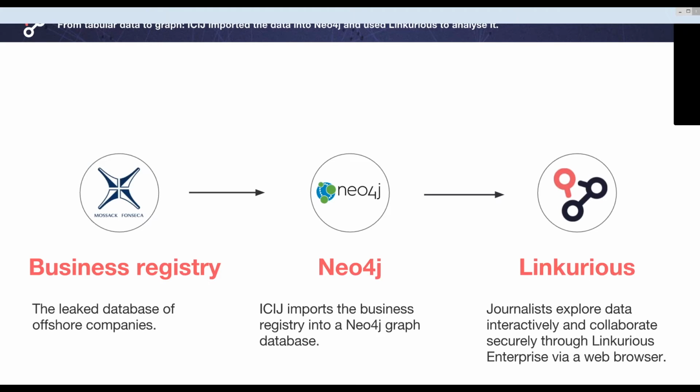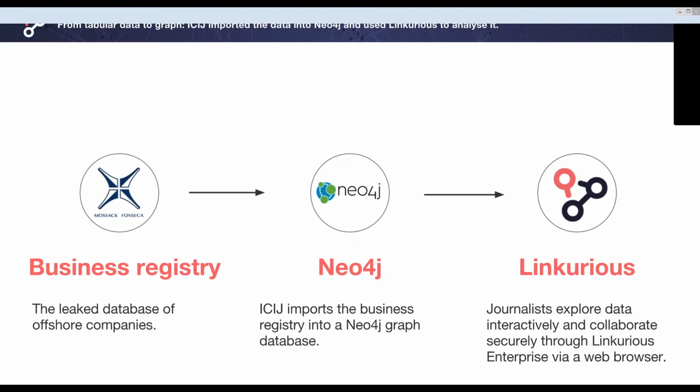The second step was to then move the data from tabular format into a graph format, using this graph model as an objective and a goal. What the ICIJ did is that they imported the data into Neo4j, into a Neo4j graph database, and then they wanted to give their journalists, and we are talking about 370 journalists around the world, a way to intuitively extract, search, and explore the graph data.